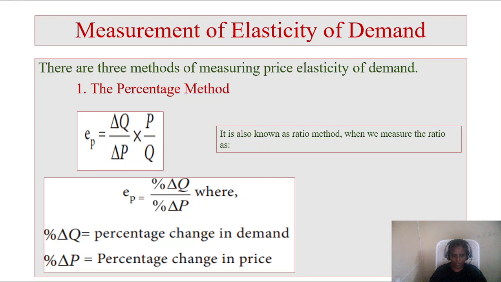So here only the percentage we are going to include, which we call the percentage method, or we can also call this method the ratio method. When we include the percentage, we get the percentage method. EP is equal to percentage change in the quantity demanded over percentage change in the price of the commodity. Symbolically, EP is equal to percentage delta Q by percentage delta P. So this is the formula.